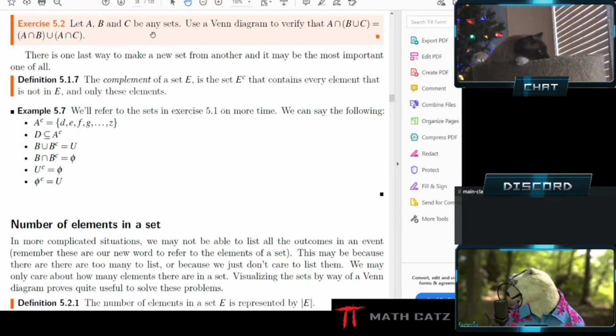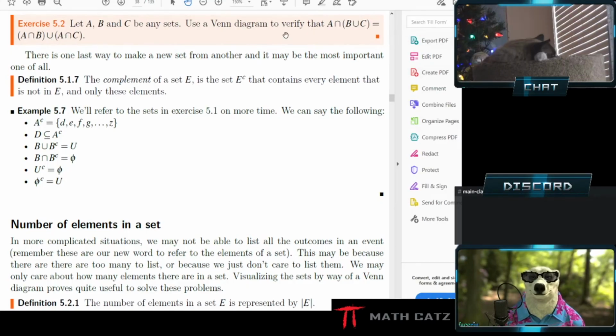So I didn't use E and F. They're not attached to the examples. Just any old sets, A, B, and C. I want to use a Venn diagram to verify the following equation. A union, no, it's not union, clearly intersection. A intersection of first B union C is equal to A intersection B, then A intersection C, and then the union of those two.